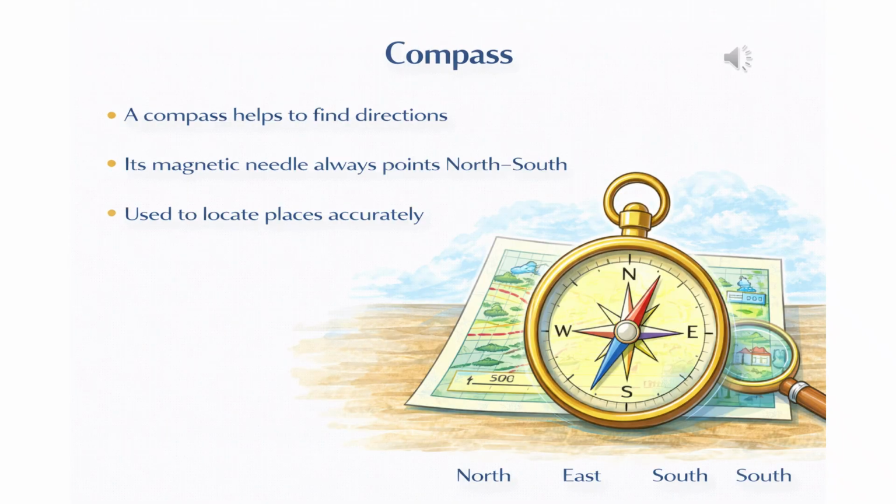A compass is an instrument used to find directions. Its magnetic needle always points north-south. People use a compass to locate places accurately, especially when traveling.